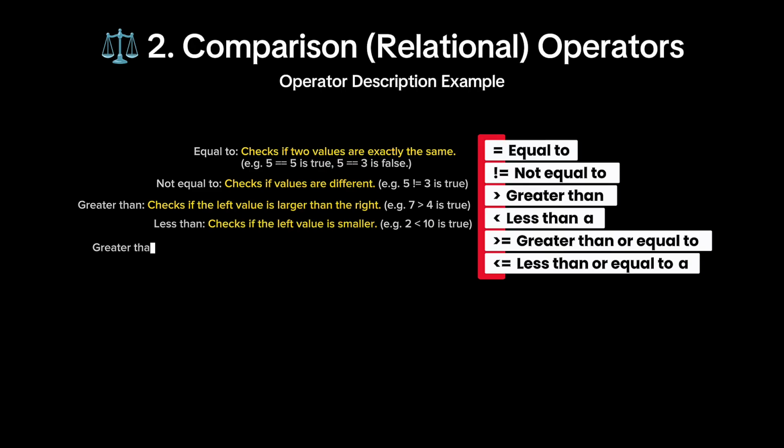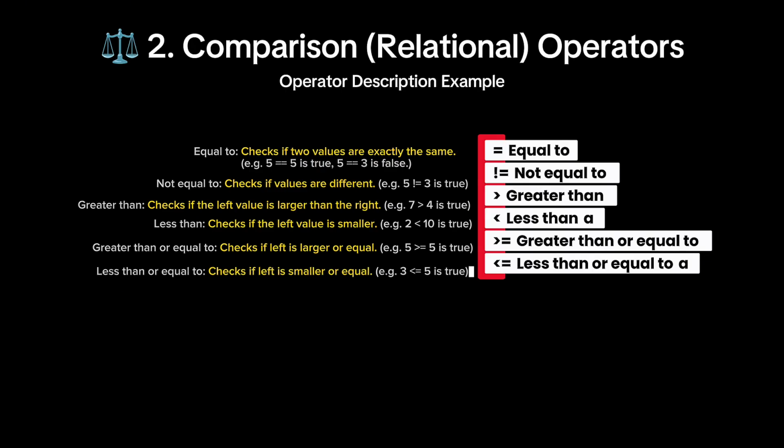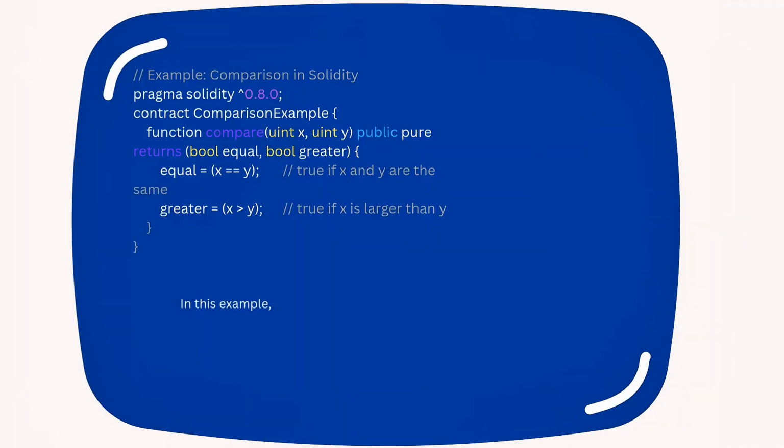Greater than or equal to checks if the left value is larger or equal. For example, 5 is greater than or equal to 5 is true. Less than or equal to checks if the left value is smaller or equal. For example, 3 is less than or equal to 5 is true. In this example, calling the function compare with the numbers 5 and 3 would return false and true, since 5 is not equal to 3, but 5 is greater than 3.